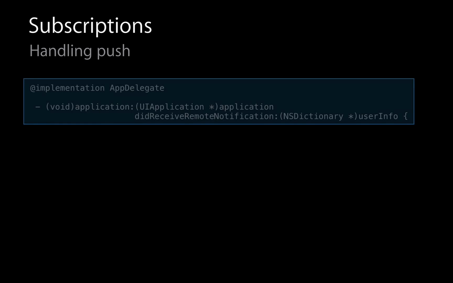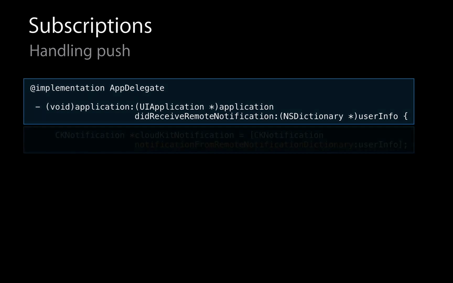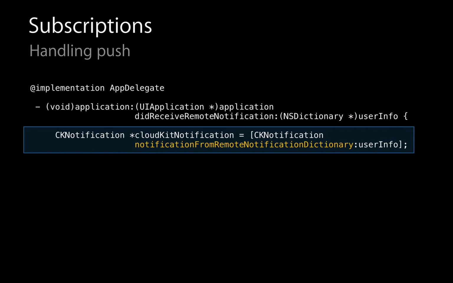Let's look at how you're going to be handling subscriptions, how you're going to handle pushes as they come in. If you've used APS in the past, you're probably familiar with this code snippet. This is your application delegate implementing the application didReceiveRemoteNotification method. Now, in most scenarios, if you know the format of the push payload that's coming in, you would just iterate through that dictionary, pulling out the key value pairs that you care about. However, because CloudKit was the one that generated this push, we ask that you let CloudKit do that parsing.